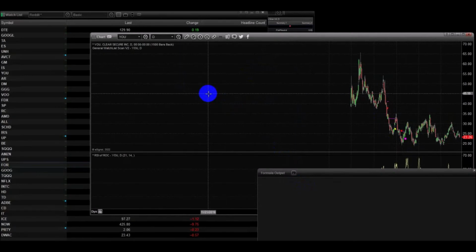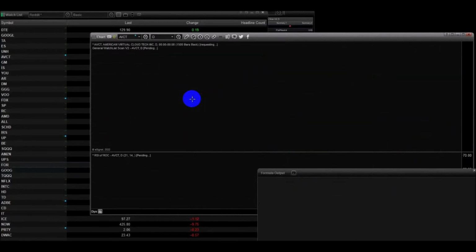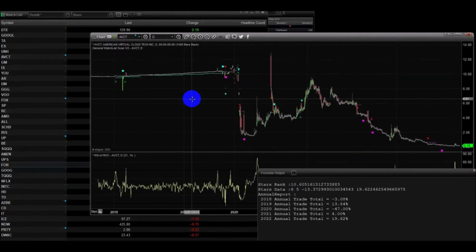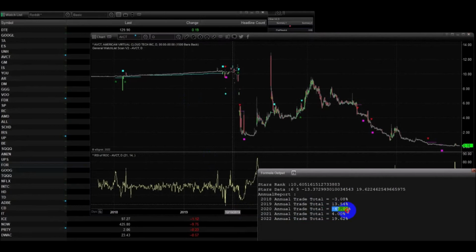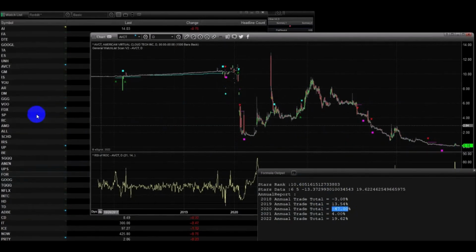Let's try AVCT. Wow, a little spotty. Still positive. You can see this huge 47 in 2020. That's got to be right over here. This is very, very spotty. I wouldn't want to trade this simply because of the volatility and the fact that it's down at 18 cents. And remember, I pulled all of these off of Reddit. Let's try to find another one.